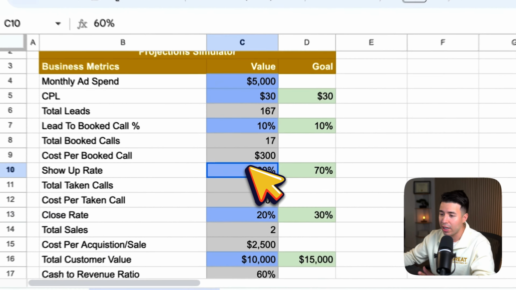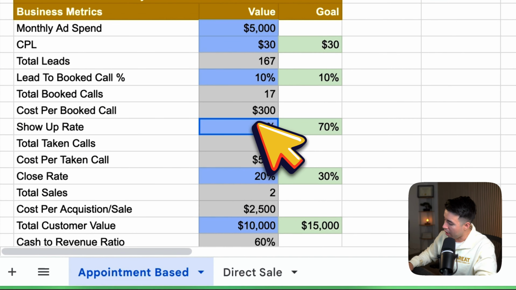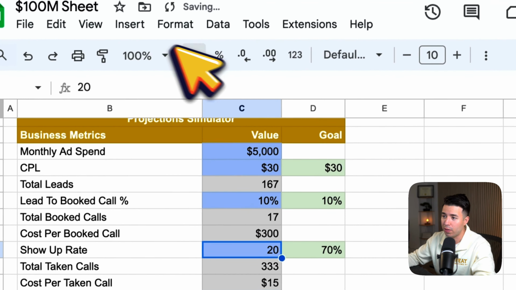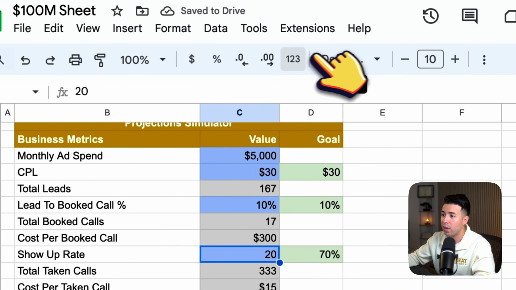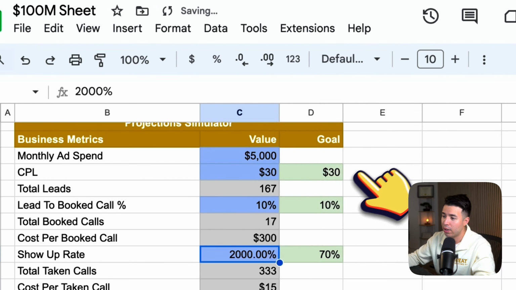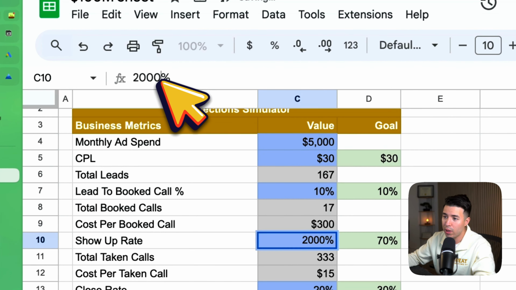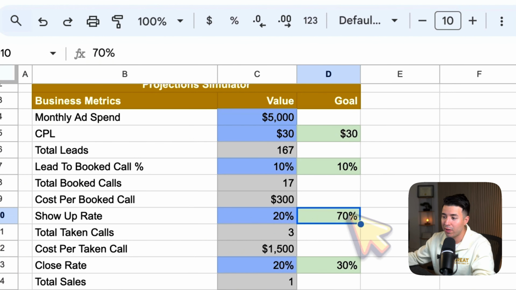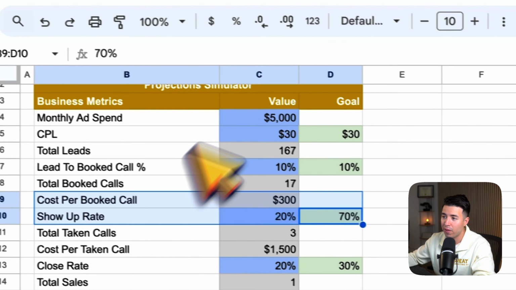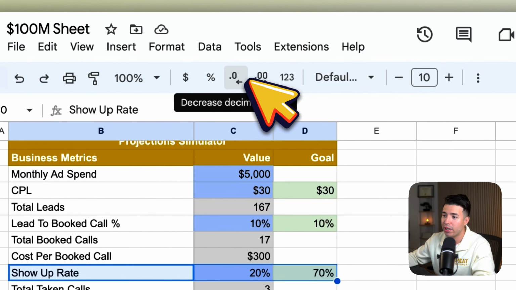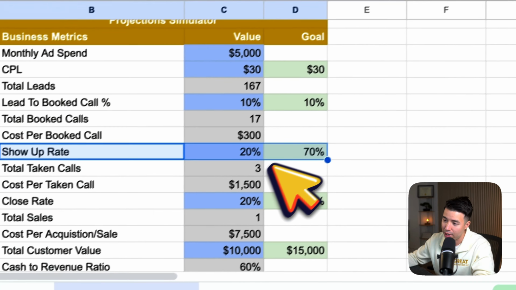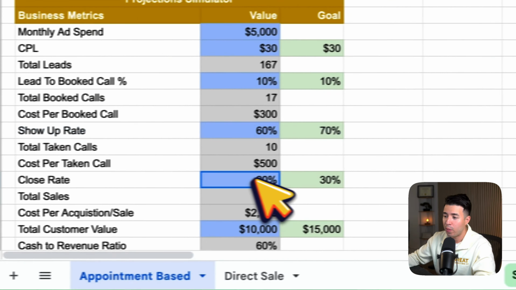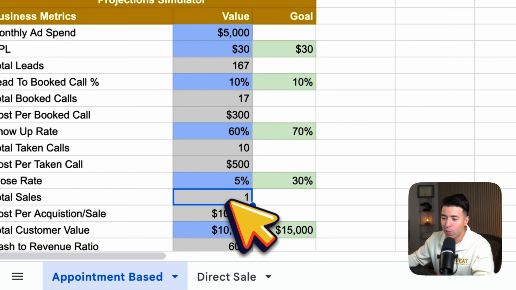Right? And let's just say these are our metrics, but we see that our show up rate is actually very low at 20%. If we're at a 20% show up rate, against our benchmark of 60 to 70%, then we know right off the bat that our show up rate is the issue for us not making the money we want to be making. Or let's just say our show up rate is good, but our close rate is terrible. It's at 5%.